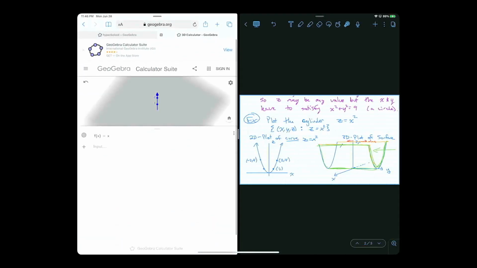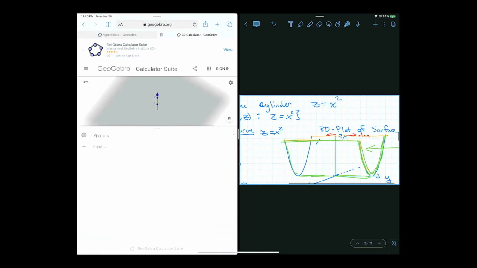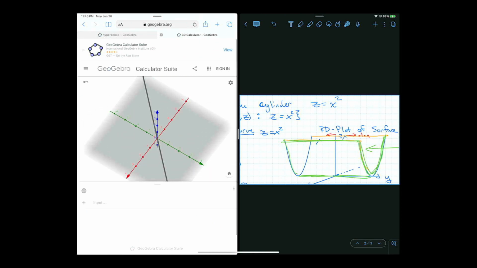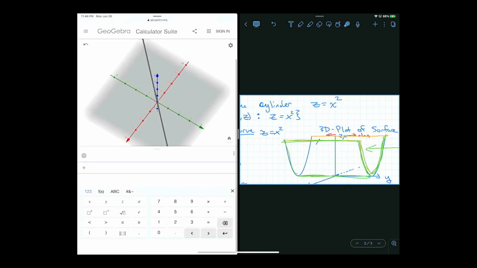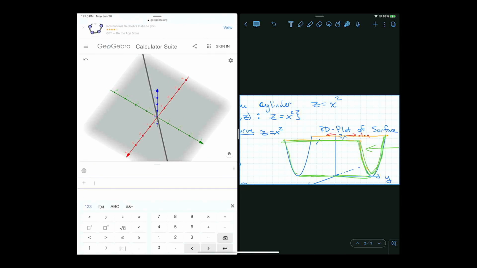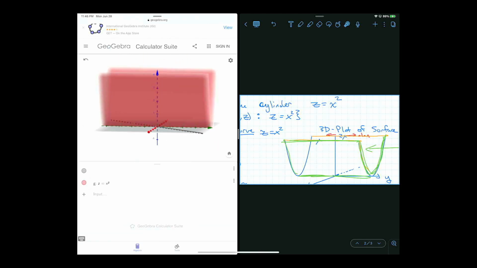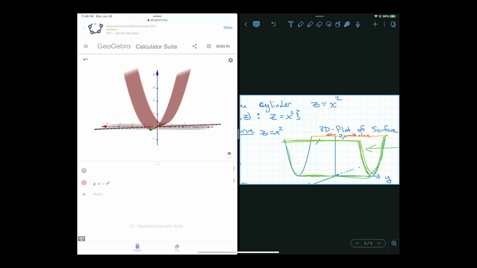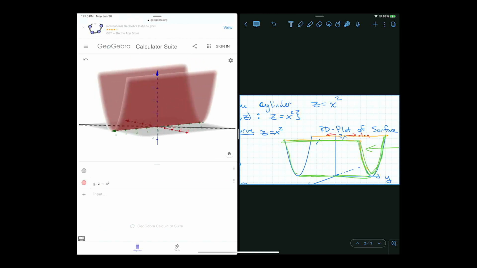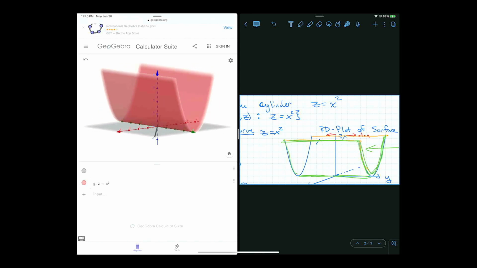So like if I come over here, let's say I wanted to plot this cylinder, right? What would I have to type in? Well, I'd have to type in the equation of the cylinder. So the cylinder was z equals x squared. And there you go, right? Just what I drew. So that is a cylinder, technically.